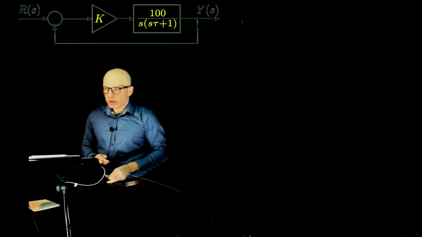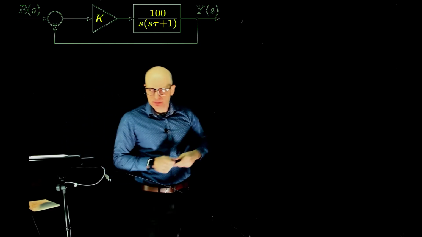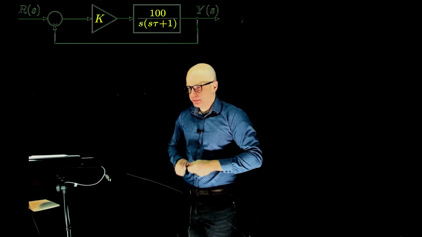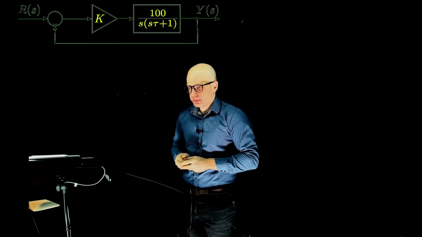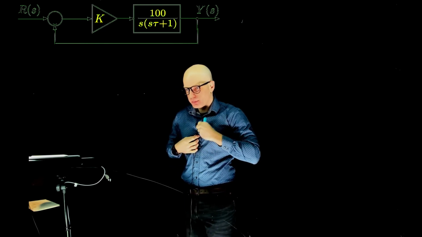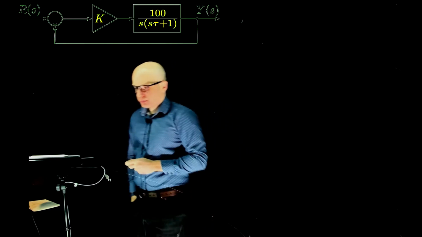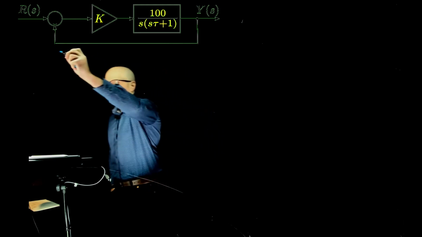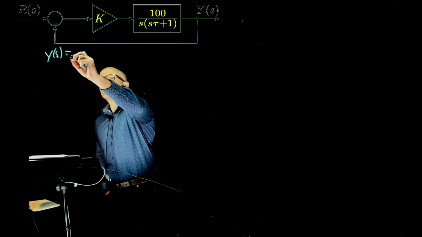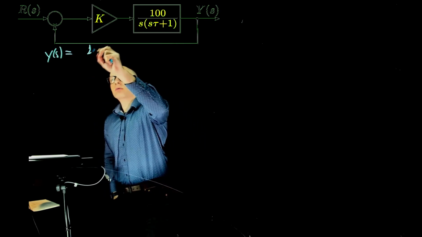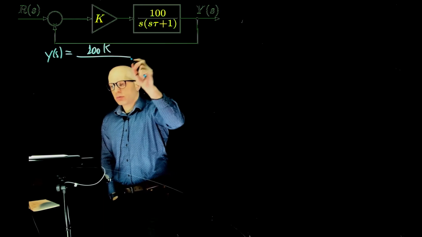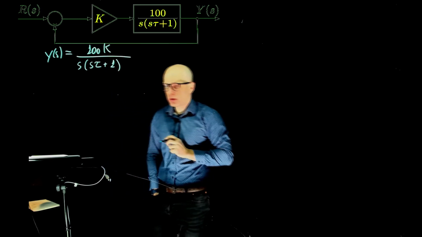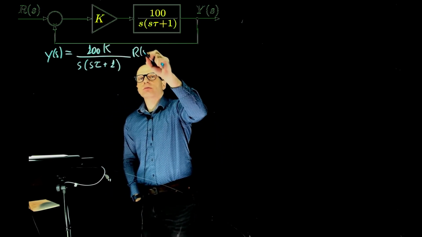All right, so let's do that. So what is the closed loop transfer function for this one? Has anybody got to that? Yes, what is the closed loop transfer function? Y of S over R of S equals 100K over 0.001 S squared, times R of S.